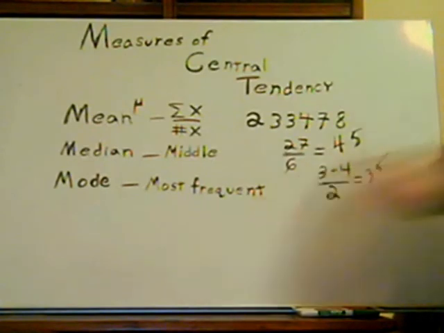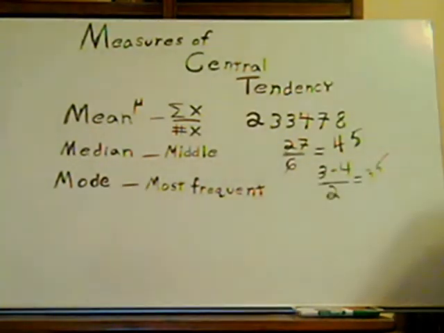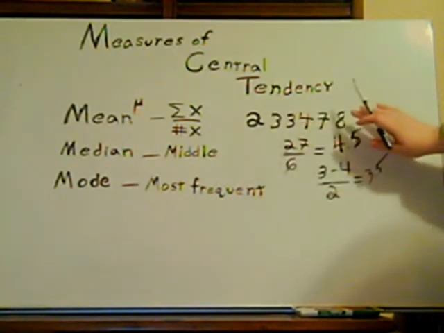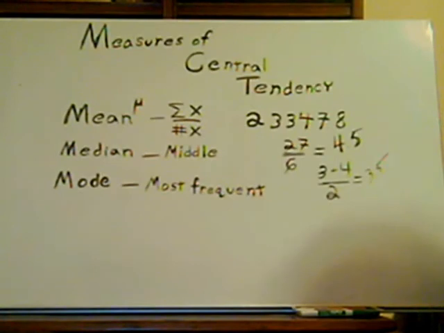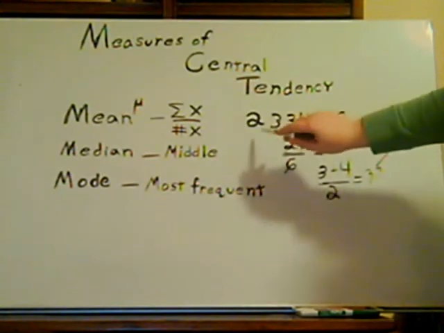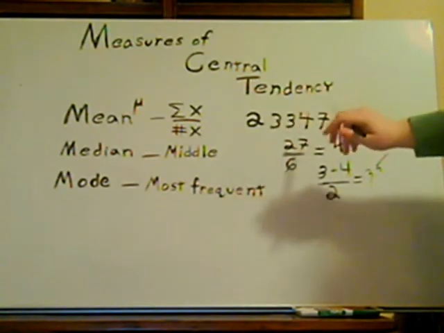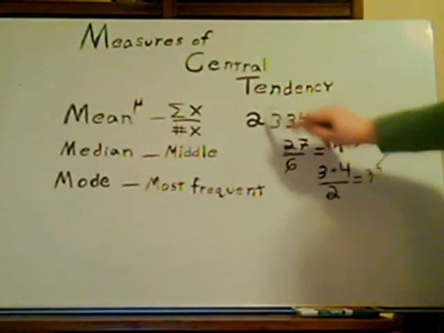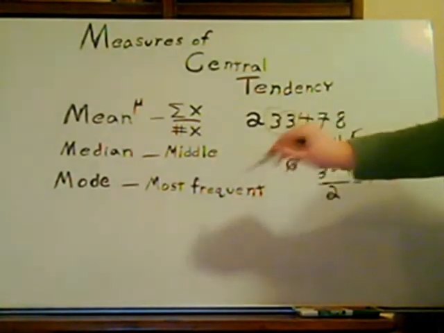And the real definition for that would be the most frequently occurring value. So what would be a mode in this? Well, we've got 1 two, 2 threes, 1 four, 1 seven, 1 eight. So the 2 threes would be our mode.